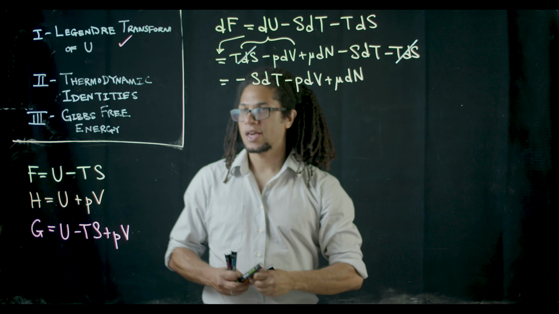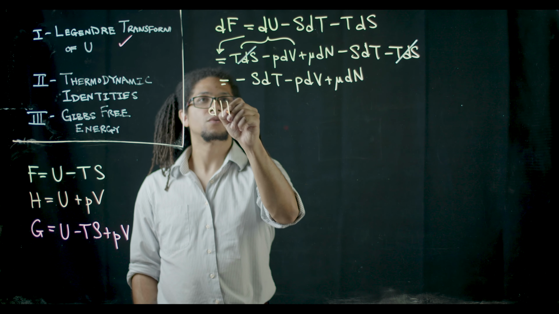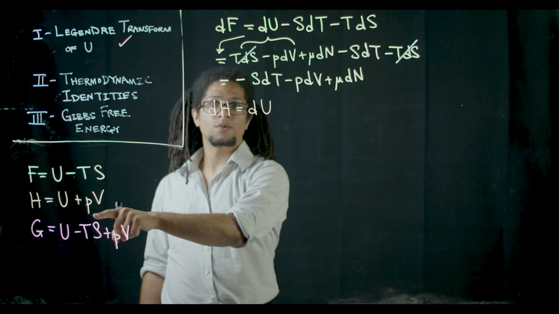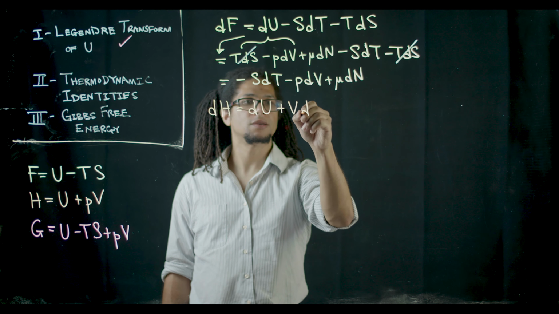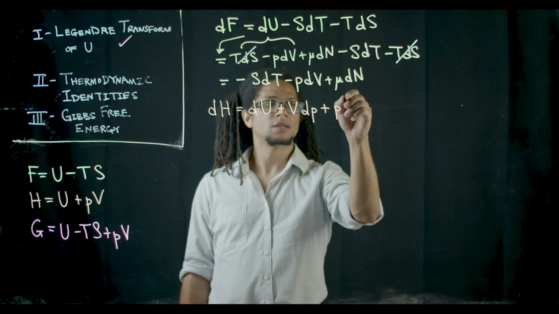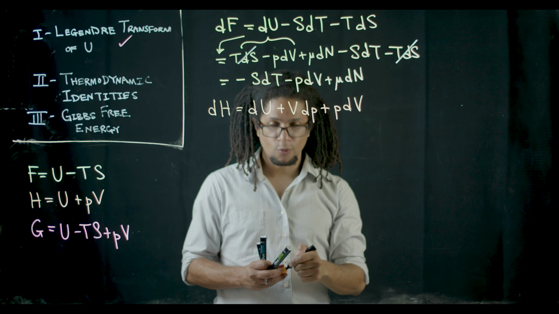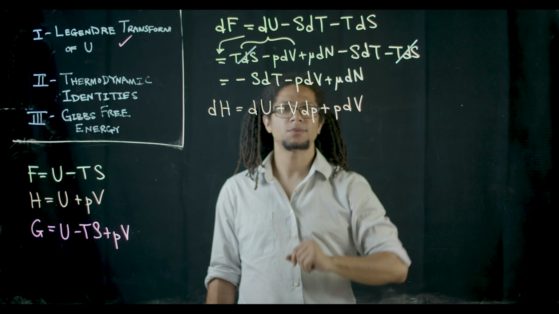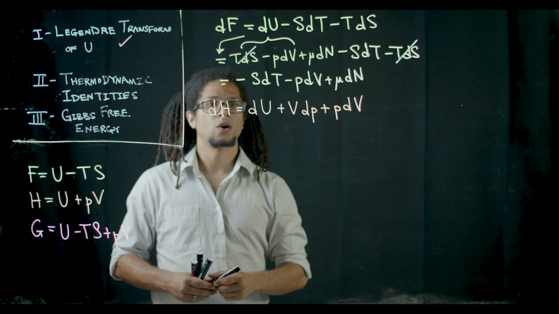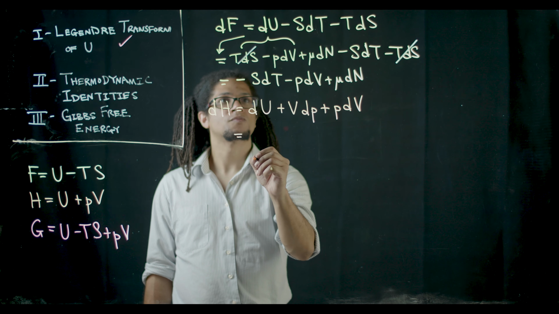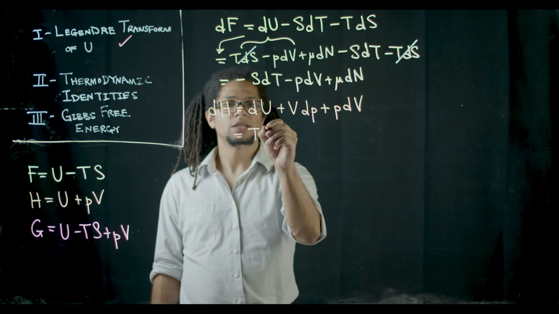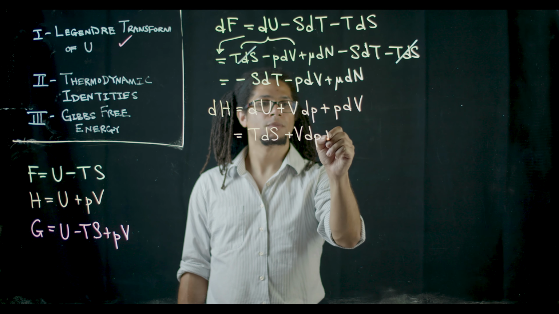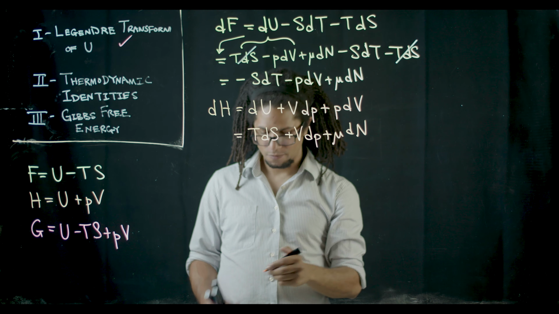Let's do the same thing for the enthalpy. So dH is equal to dU, again with the Leibniz rule, plus V dP plus P dV. And once again, the minus P dV in dU cancels with the plus P dV that we've introduced. So when the dust settles, we're going to get that this is equal to T dS plus V dP plus mu dN.